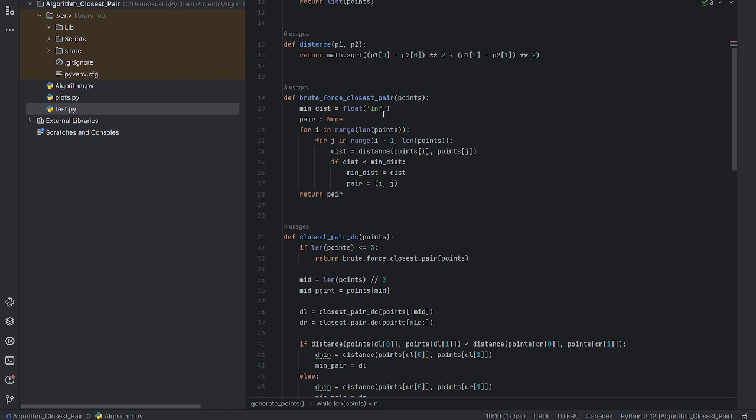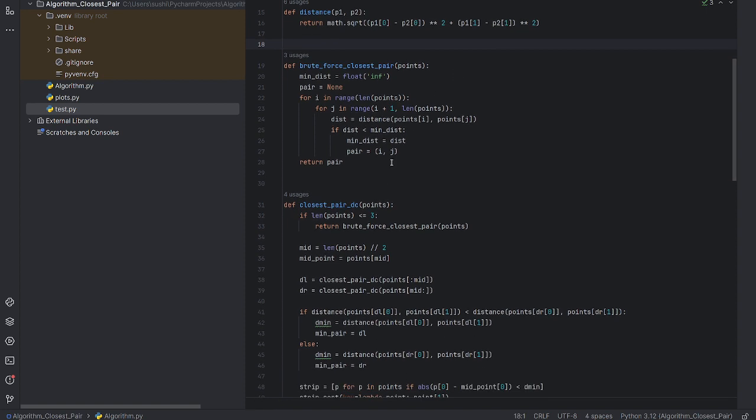The next function is the distance function, which takes two parameters, the points p1 and p2. It calculates the Euclidean distance between these two points, p1 and p2, using the formula: the square root of (x1 minus x2) whole squared plus (y1 minus y2) whole squared.